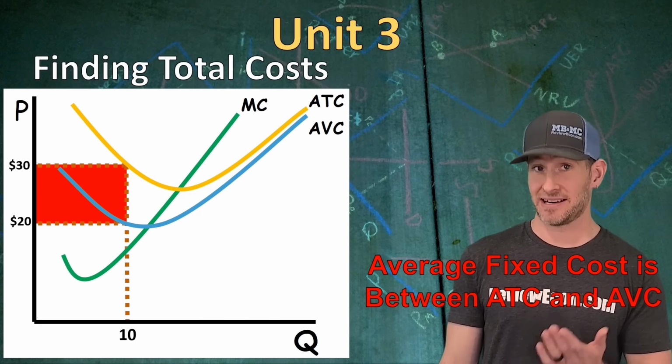One of the most important things you need to know in microeconomics is that profit maximizing firms will produce the quantity where marginal revenue equals marginal cost.